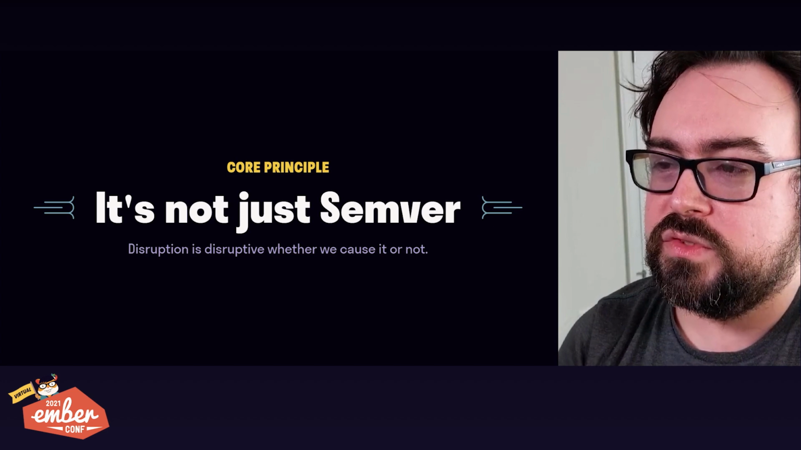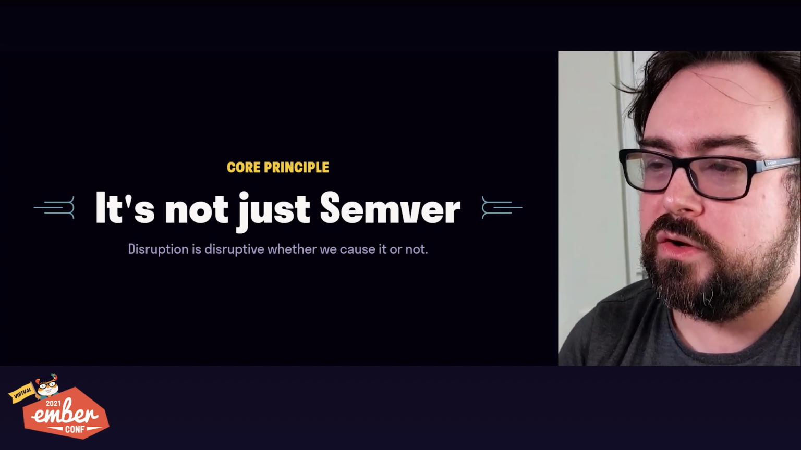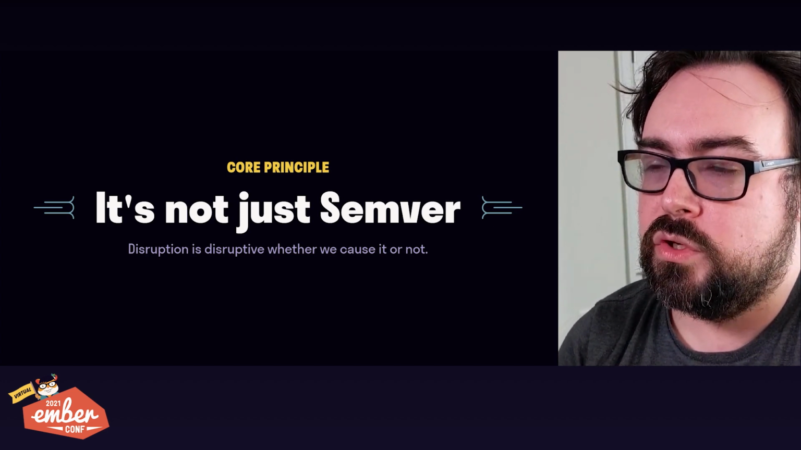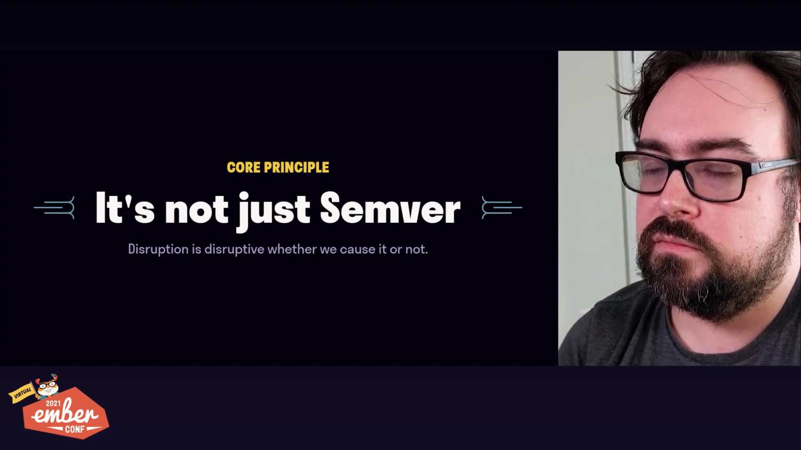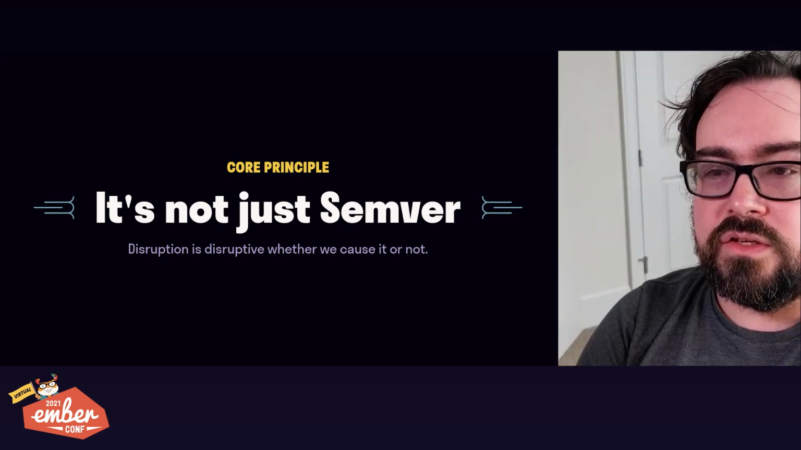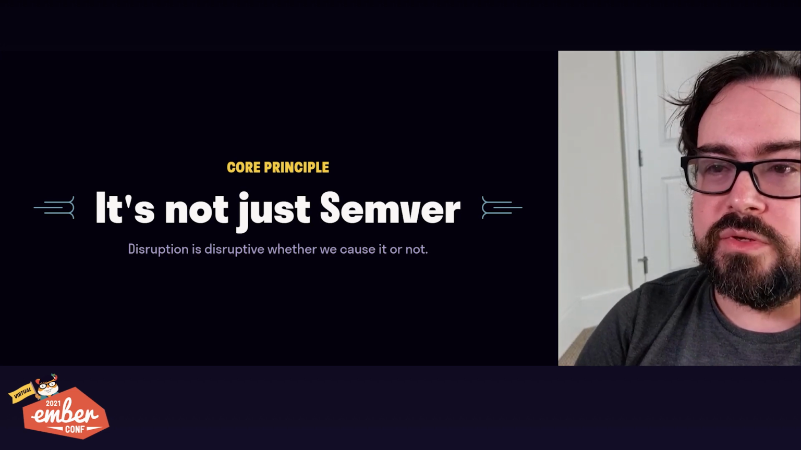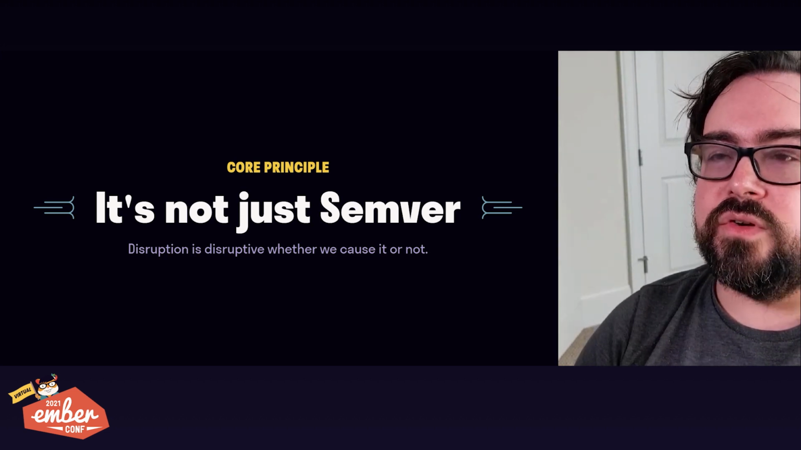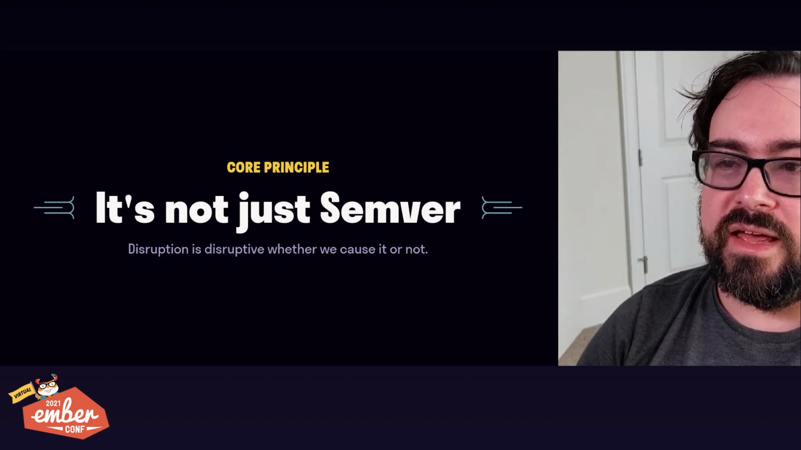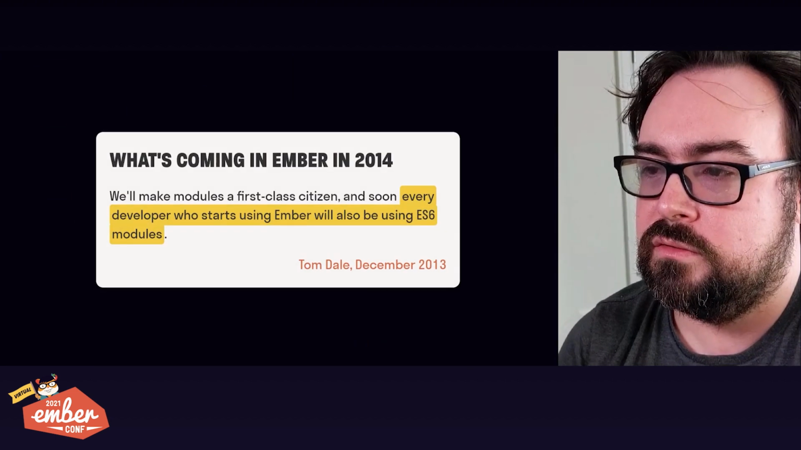Migrating off of Bower was going to be disruptive to applications whether we caused it or not. We were looking for a solution that would allow Ember applications to use modules in 2014 without just kicking the can down the road to a costly migration in the future. This became something of a mantra to me. Narrowly focusing on Semver is a recipe for bad decisions. Semver is a means to avoid disruption. It is not an end in and of itself.